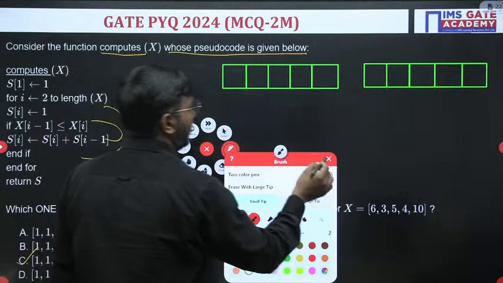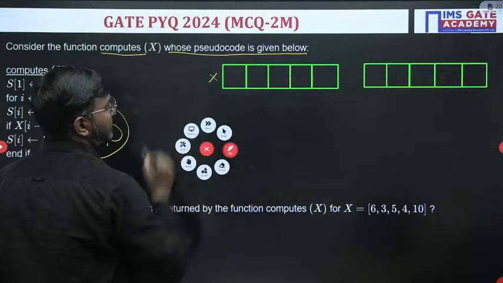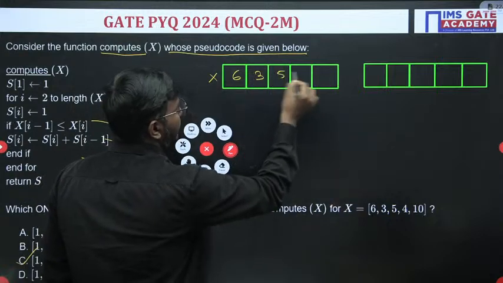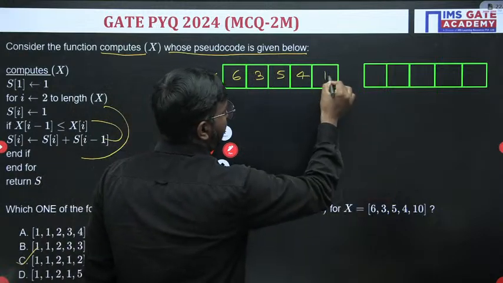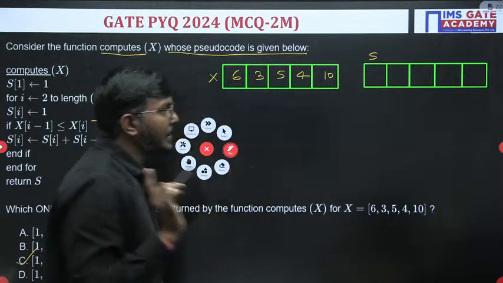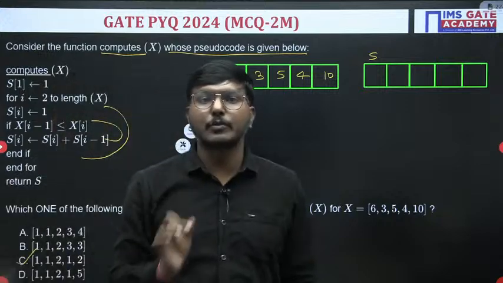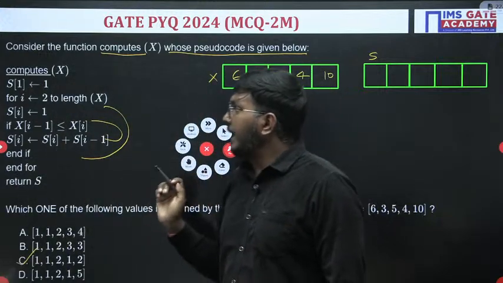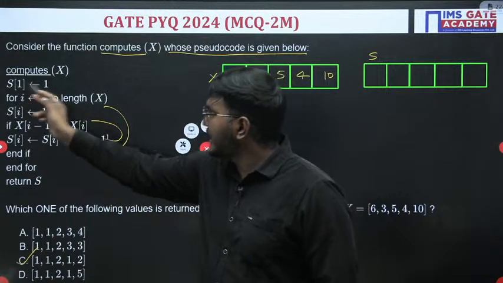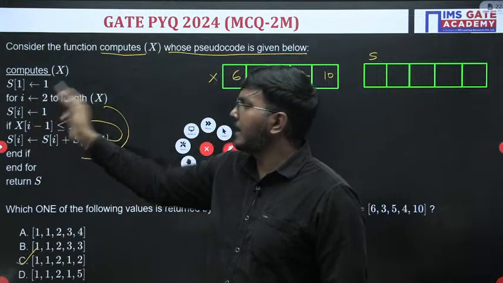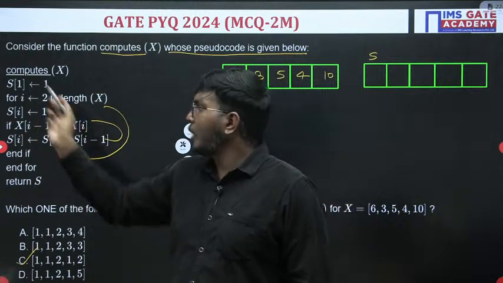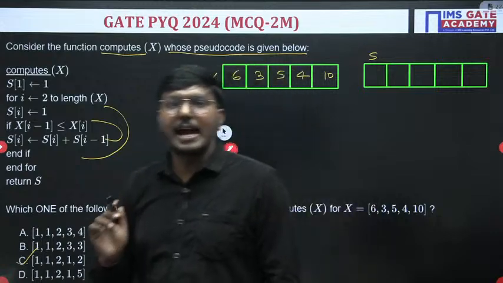Fine. Now see, this is our x, having elements 6, 3, 5, 4 and 10, and this is our array s. Only one important point that you have to conclude from the question: the array index is starting from 1, not from 0. Why? Because in the first line of the code, s of 1 is initialized with 1, not s of 0. Getting my point?